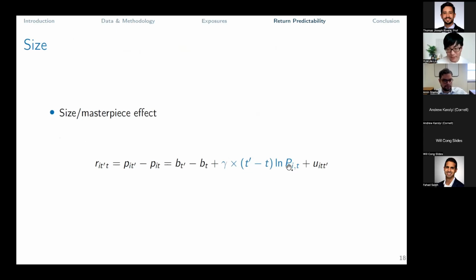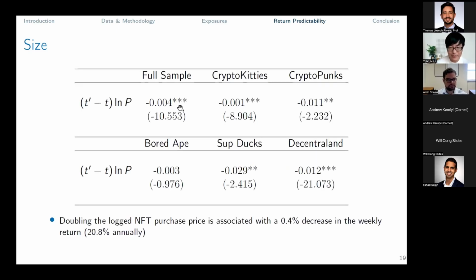What this is telling you is, if the price of that particular NFT being sold for the first time is high, does that lead, on average, to high returns into the future or lower returns in the future? You're going to find that it is the latter. On average, if the price of that NFT being sold is high, the future returns of that NFT are lower. That's true for the full sample and each of these collections.